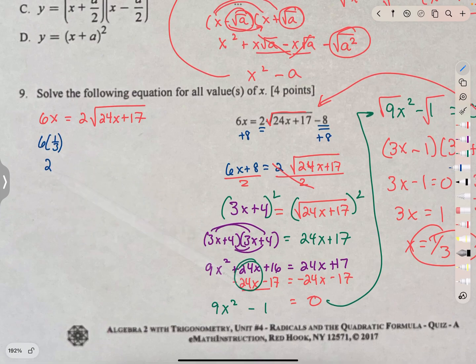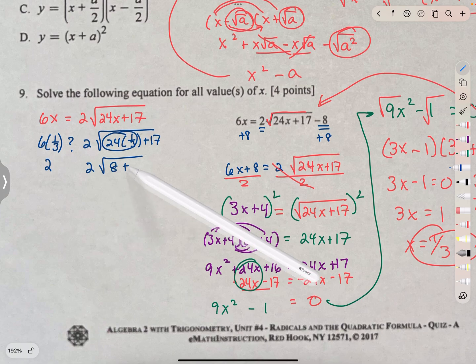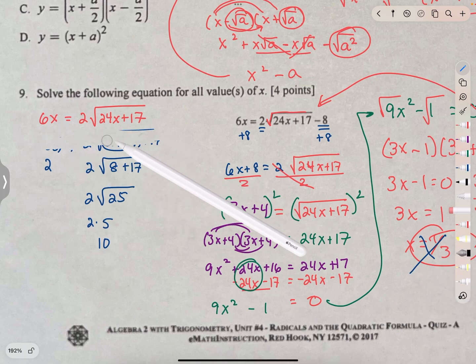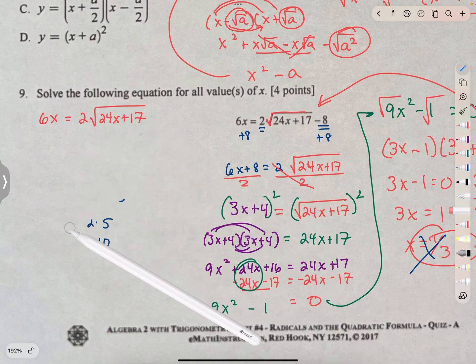Hey, 1/3 of 6 is 2. All right, does that equal 24 times the third plus 17? Let's see here. 2/3 of 24 is 8. So 8 plus 17, that's 2 times 5. That's 10. That 1/3 did not work. Let's try negative 1/3. See what that does for us.